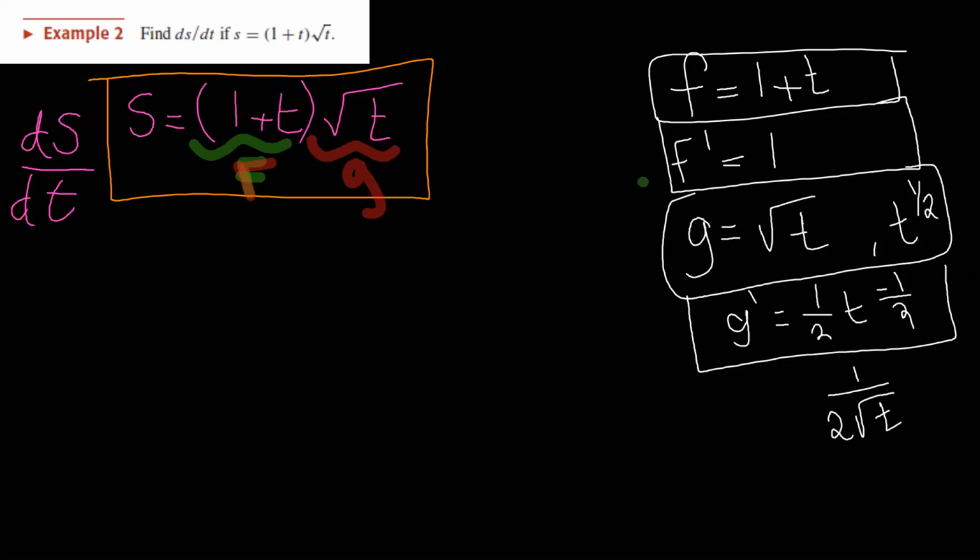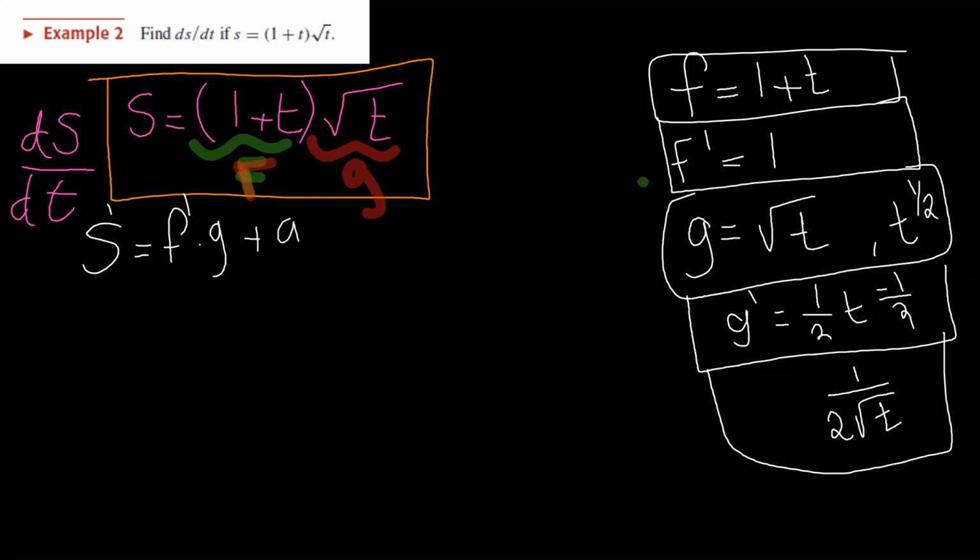Then I have now F, F prime, G and G prime. Let's now find the derivative of the multiplication using the product rule. The rule says S prime is F prime G plus G prime F. Now, let's evaluate. Where is F prime? It is 1. So I bring the 1 and I put it here. Where is now G? Square root of t. So I write it here. And I multiply them. What's happened here?